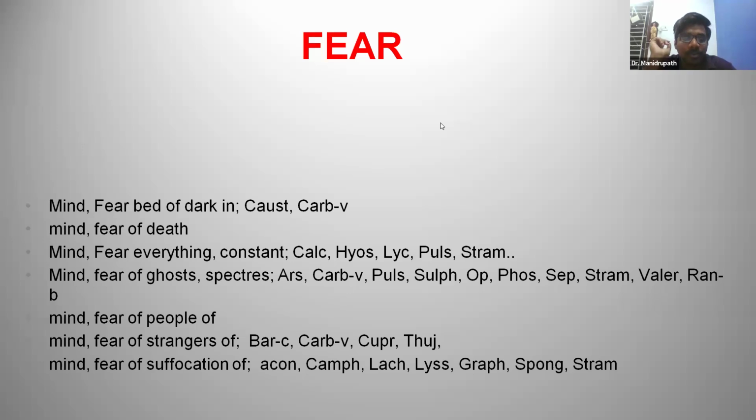Fear of ghosts and spectres: Arsenic, Carbo veg, Pulsatilla, Sulphur, Opium, Phosphorus, Sepia, Stramonium, Valeriana. You know, Valeriana is one of the top remedies in hysteria, more than Ignatia. Valeriana is more of a hysterical remedy than Ignatia. So I can cover all these remedies, but the time is not sufficient. How we can differentiate, how we can understand.